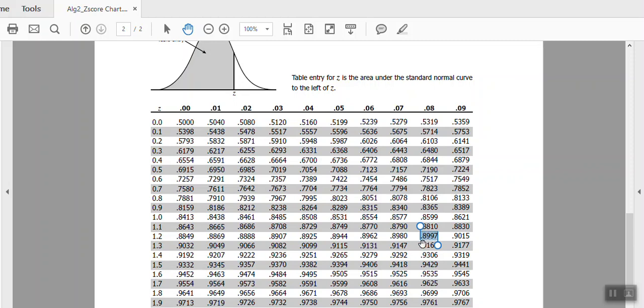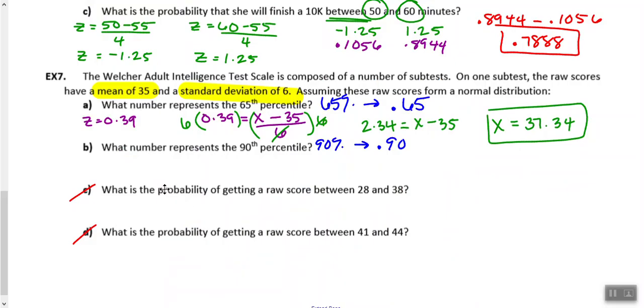So what z-score matches with 0.8997? Start over on the left, so we have 1.2, and then pick at the top 8. So 1.28. So my z-score is equal to 1.28. I'm going to plug it into my formula. 1.28 equals my x value minus my mean of 35 divided by my standard deviation of 6.